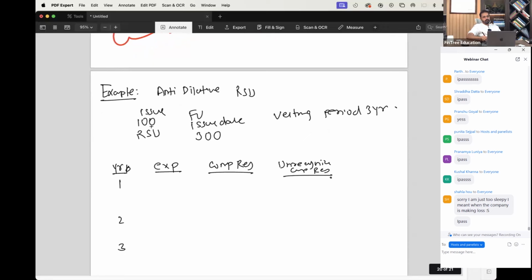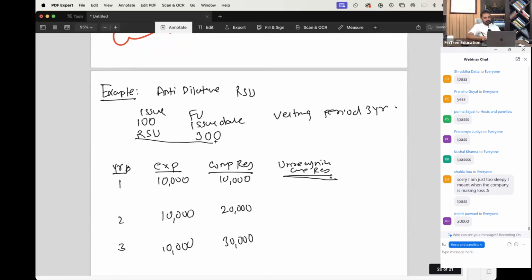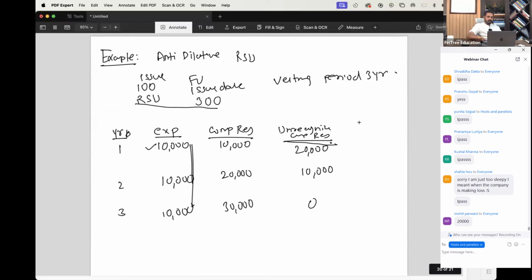Now year 1 expense will be how much? 100 into 300, how much is that? 30,000. 30,000 by 3, 10,000. So expense 10,000, 10,000, 10,000, straightforward. Comp reserve is an accumulative item: 10,000, 20,000, 30,000. Unrecognized comp reserve means how much have I not recognized yet? Total expense is going to be 30. I've recognized 10, haven't recognized 20. I've recognized 20, haven't recognized 10. I've recognized 30, unrecognized 0.